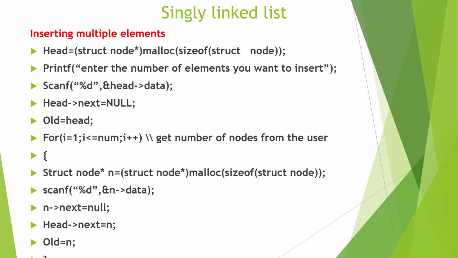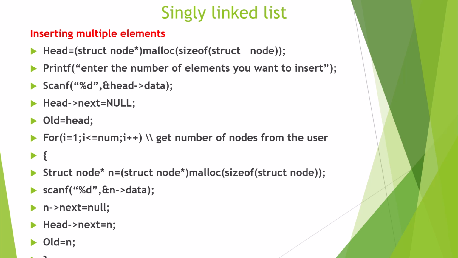So here we are going to insert multiple elements in the list. Suppose we want to create 10 nodes, then this code will be useful. First, we are creating a node with a pointer named head. Head is equal to struct node star malloc sizeof struct node. This is used to create a node with the name head.